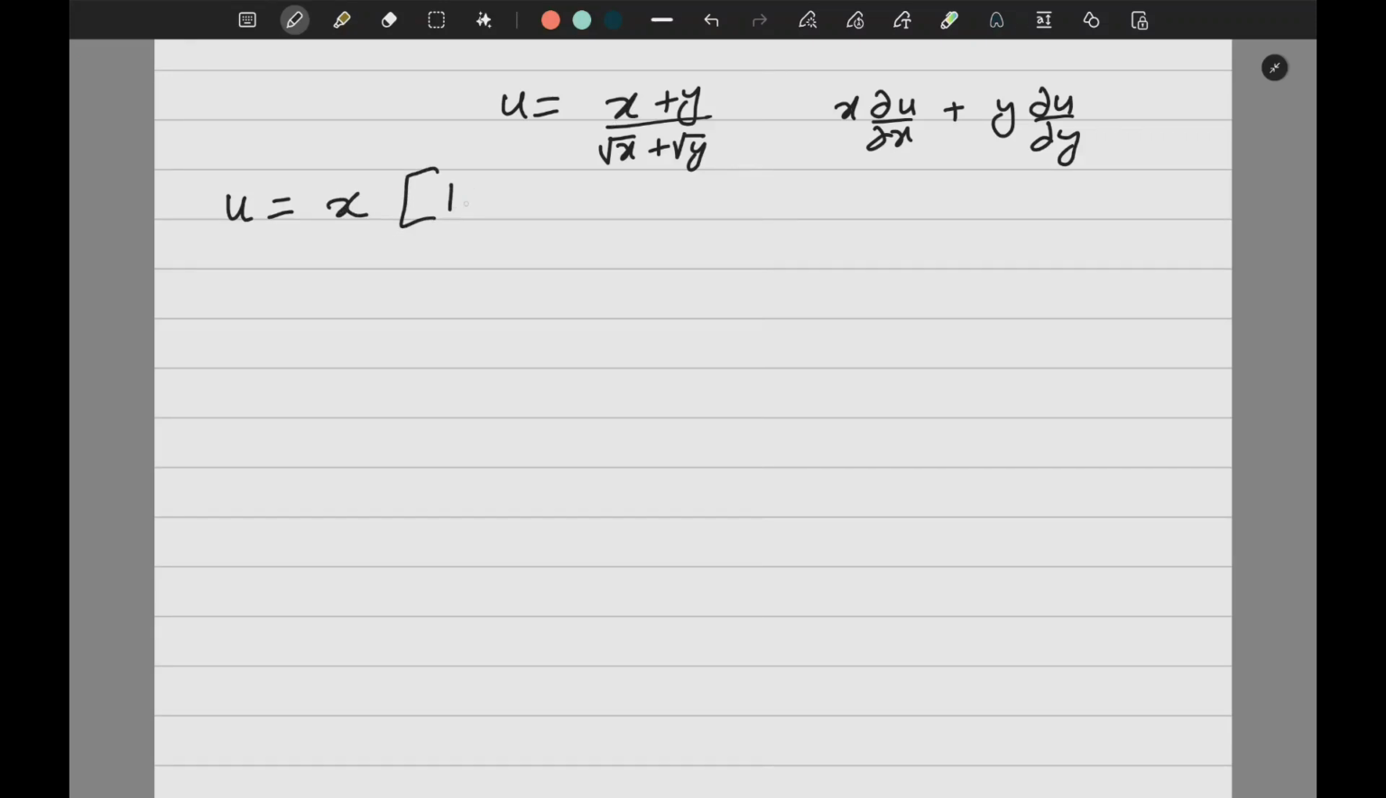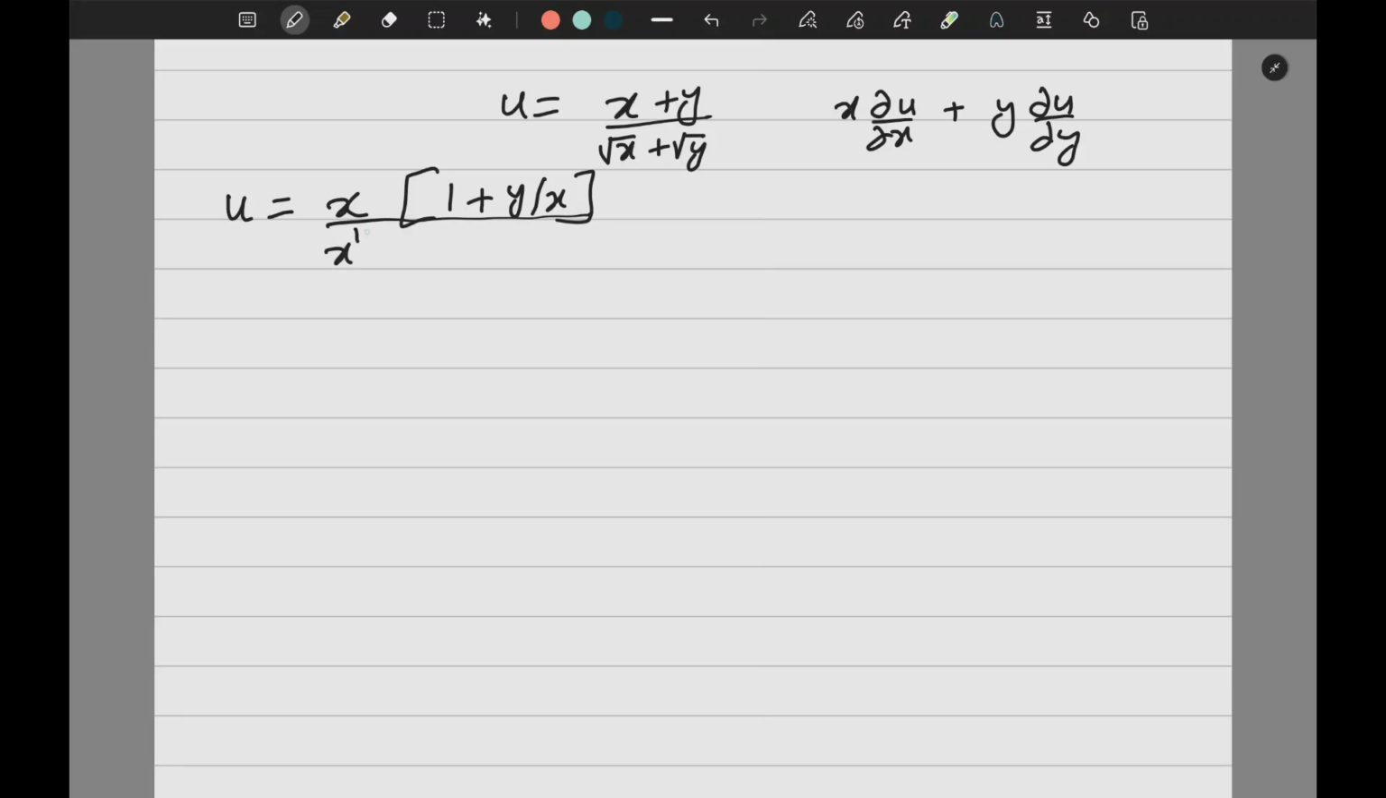Suppose you have u = (x + y)/(√x + √y), and I am asking to find the value of x ∂u/∂x + y ∂u/∂y. So what I will do, I will not differentiate it completely. I will apply Euler's theorem. For that, I need to convert it to my required format. What is the highest degree of x here? 1. So take x common: 1 + y/x.